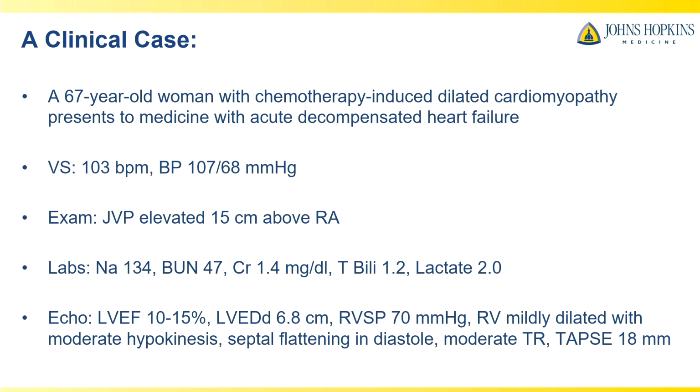RV is only mildly dilated with moderate hypokinesis. The TAPSE is 18. There's at least moderate TR and some septal flattening in diastole.